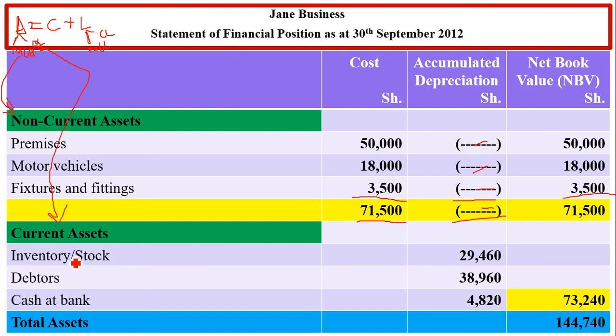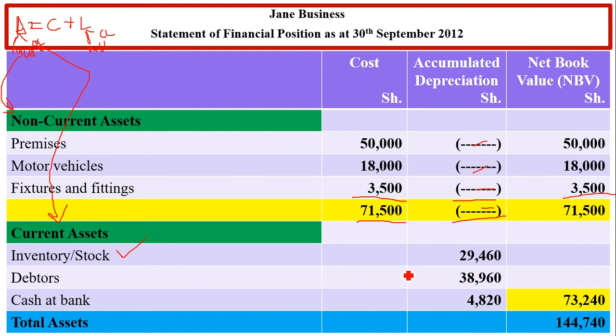Current assets, we have inventory or the stock, and here we use the stock at the time that we are preparing the financial position. When are we preparing? Remember, a statement of financial position shows the position as at what the business has at that particular date. So what is the stock at that particular date? The stock at the end of the year is the closing stock. Therefore, the figure that you put here is the closing stock figure.